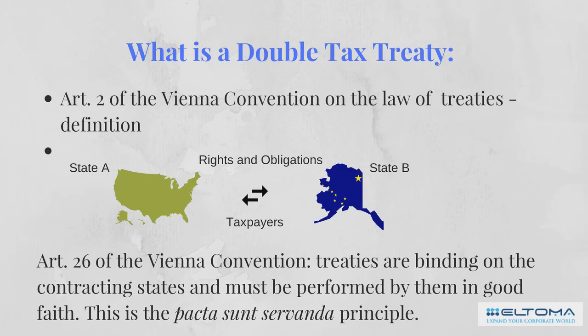Most importantly, under Article 26 of the Vienna Convention, treaties are binding on the contracting states and must be performed by them in good faith. This is the pacta sunt servanda principle. If a country does not respect its tax treaties, other countries may have no interest in entering into tax treaties with it. Most tax treaties are bilateral. There are very few multilateral tax treaties. For example, the Multilateral Convention on Mutual Administrative Assistance in Tax Matters, and some others.